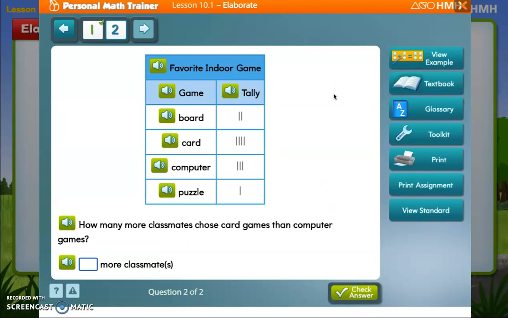Okay, so we have another tally sheet here that's collecting data of favorite indoor games. And the question is asking us, how many more classmates chose card games than computer games? So again, we're finding the difference. How many more classmates chose card games than computer games? So card games, it was 1, 2, 3, 4. And computer games, there was 1, 2, 3. So card games had 4, computer games had 3. So 4 minus 3 is 1. So 1 more classmate chose card games than computer games.